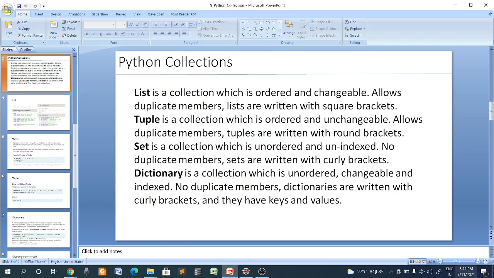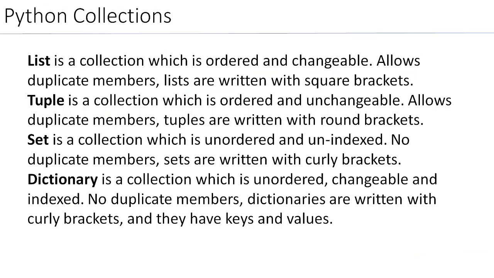So just to summarize the different data structures. We have list, which is a collection which is ordered and changeable. It allows duplicate members. It is written with square brackets. Tuple is a collection which is ordered and unchangeable. Once you define it, you cannot change it. It allows duplicate members. Tuples are written with round brackets.